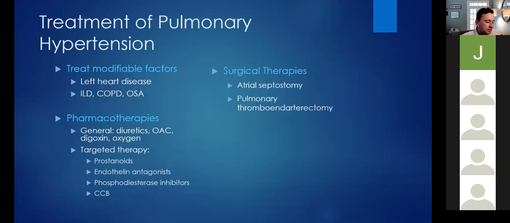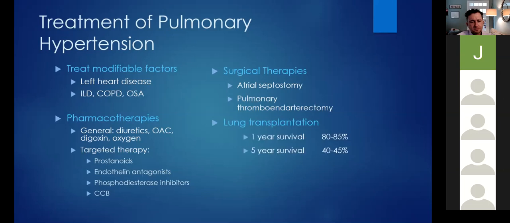There are a few different surgical therapies that you could pursue, things like creating a shunt through an atrial septostomy, which reduces the pressure, pulmonary endarterectomy, especially for your class 4 patients. There's evidence that shows this is much more effective than medical management. And then, of course, you've got lung transplantation.